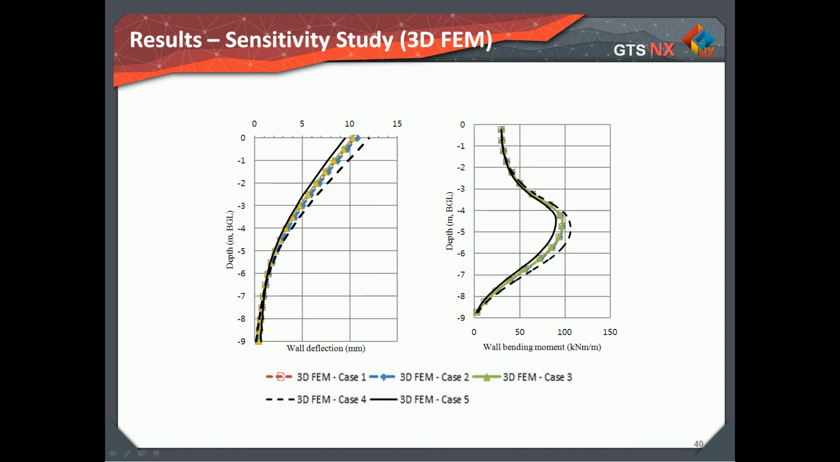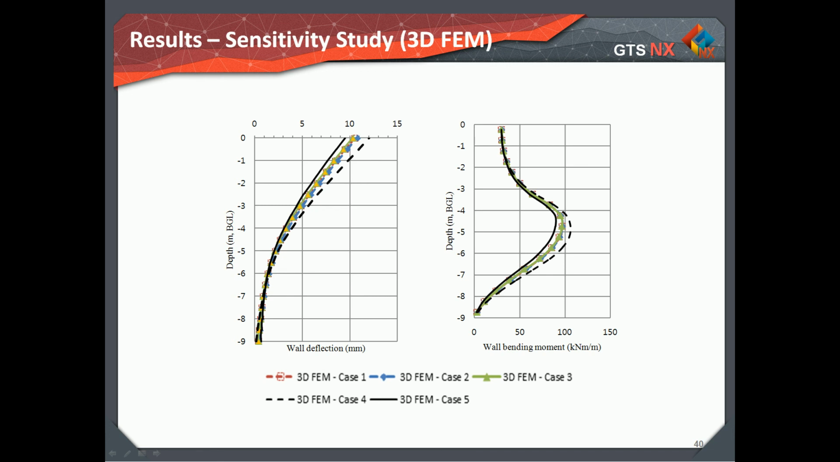All 3 methods suggest the stiffness modulus 5% variation has very little effect on wall deflections and bending moments compared to friction angles, which has a drastic inverse effect as illustrated by graphs. This case shows the 3D FEM result for 5 cases.